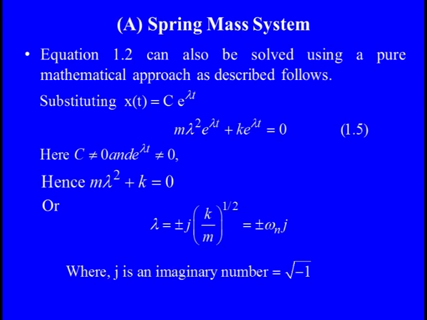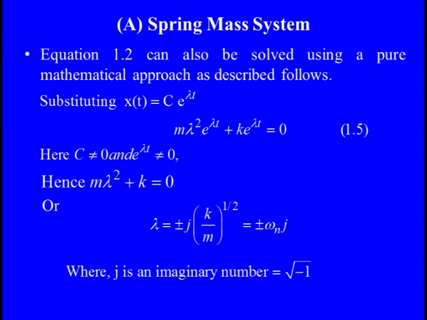Now, when we substitute the displacement as a periodic input, c into e to the power lambda t, we can simply get equation 1.5 as m lambda square e to the power lambda t plus k into e to the power lambda t equals 0. We know that the coefficient c, which is the amplitude, cannot be 0, and certainly e to the power lambda t is not 0.